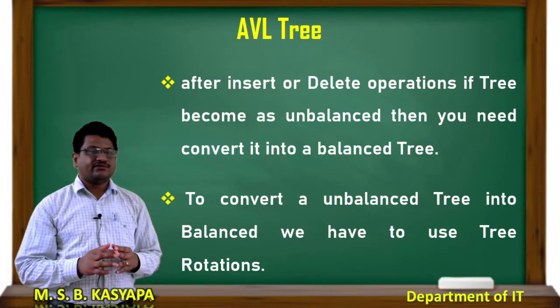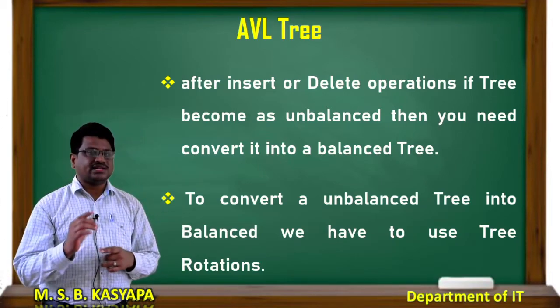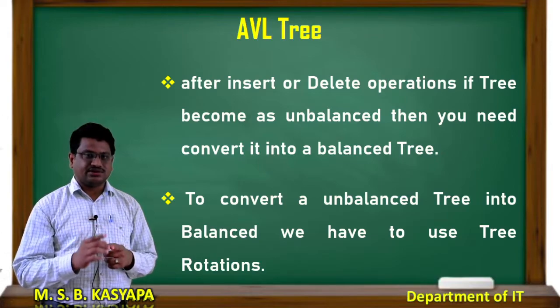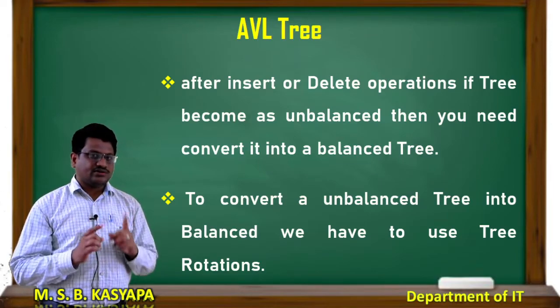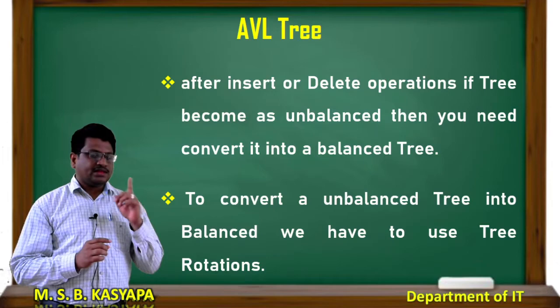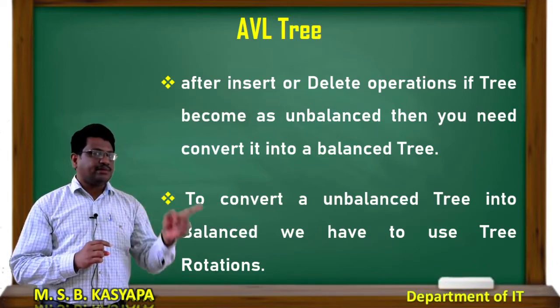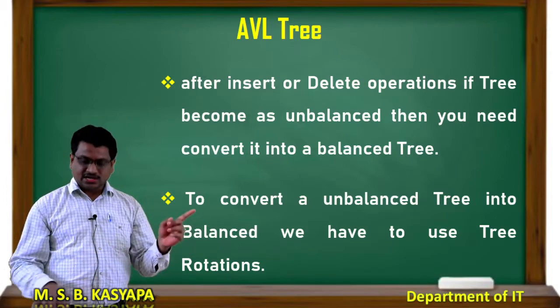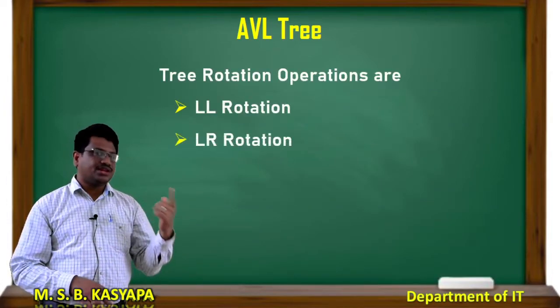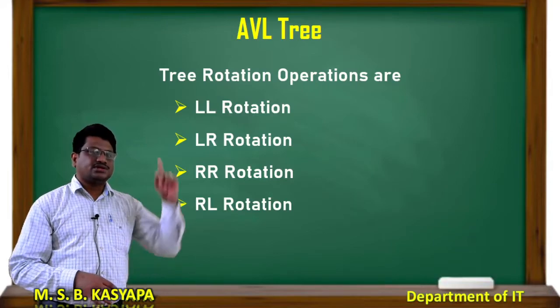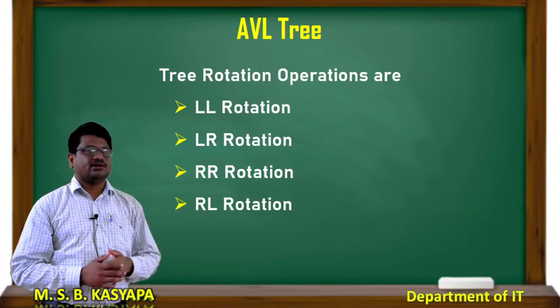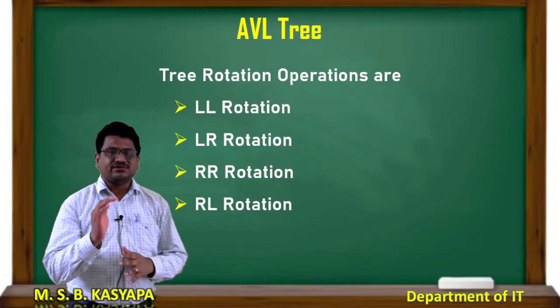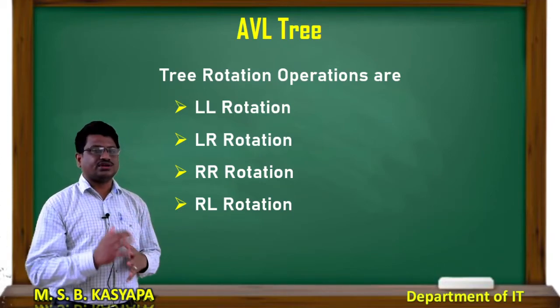So if you have a value other than 0, 1, or -1 as a balance factor for at least one node in the tree, then it is treated as an unbalanced tree. If I want to convert that unbalanced tree into a balanced tree, I will use the tree rotations. So what are the tree rotations? LL, LR, RR, RL. In the previous class we discussed these 4 rotations.